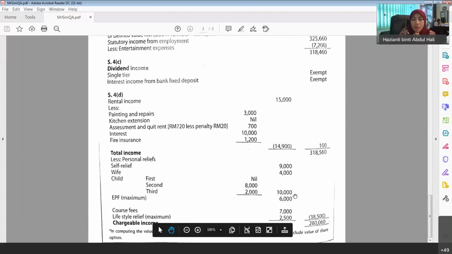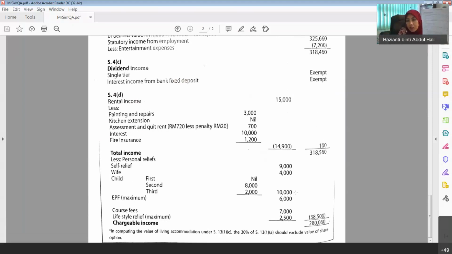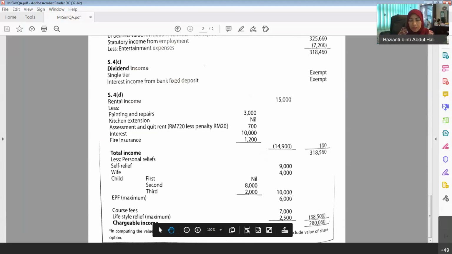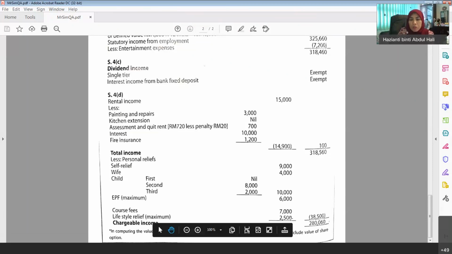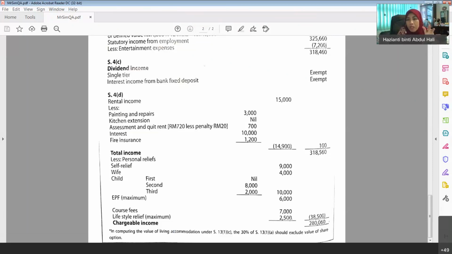Alright, and then for year of assessment 2018, EPF maximum is 6,000, EPF and life insurance. You can refer to this handout later. Even in the slides I shared just now, for year of assessment 2018, EPF maximum is 6,000. For 2019, maximum EPF is only 4,000. Course fees: although the fees are 15,000, the maximum he can claim is only 7,000. Lifestyle: he bought a computer, books and a treadmill. Everything goes into one category, lifestyle, and the maximum is 2,500.